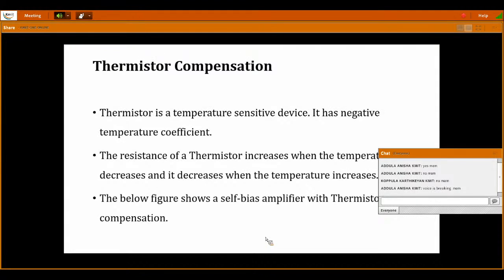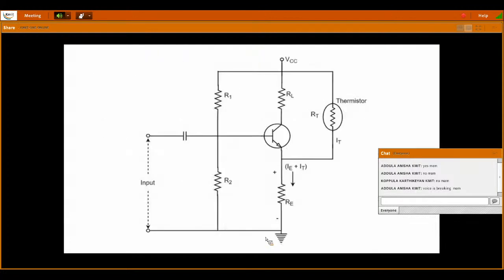So the next compensation technique is your thermistor compensation technique. The thermistor is a temperature sensitive device. It has a negative temperature coefficient. So the resistance of the thermistor increases with the temperature decrease, and the resistance of the thermistor decreases with the temperature increase. Now how to compensate the self biased or fixed bias circuit, the voltage divider bias circuit, with thermistor compensation. So now let me connect it.